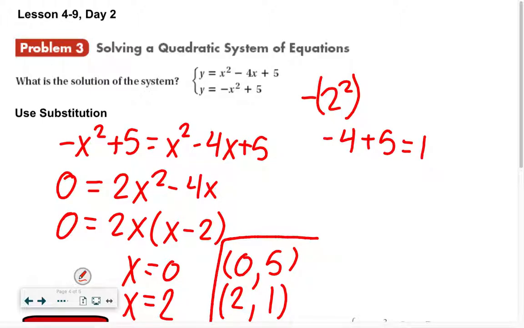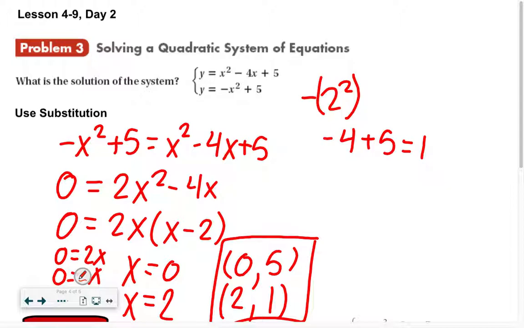So these are my two solutions. And again, if you want to check them in that top one, well, the 0 is easy, right? You get out 5, that one works. 2 squared is 4, 4 minus 8, negative 4 plus 5, 1, that one works too. How'd you get x equals 0? Because this one is technically 0 equals 2x. 0 divided by 2 is 0. Other questions?